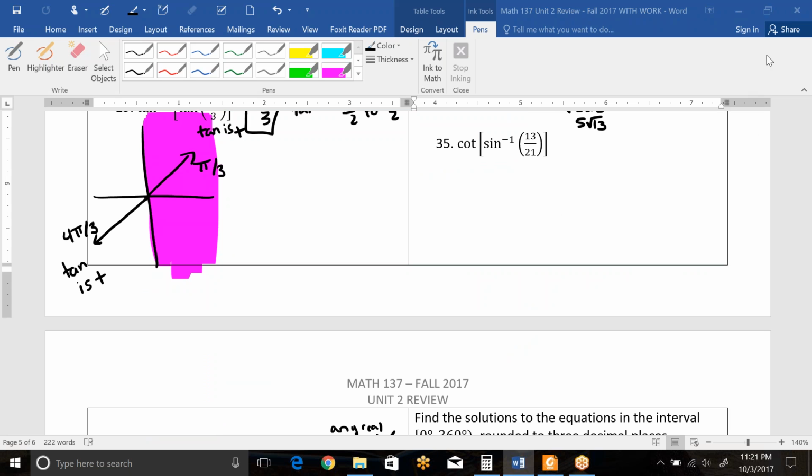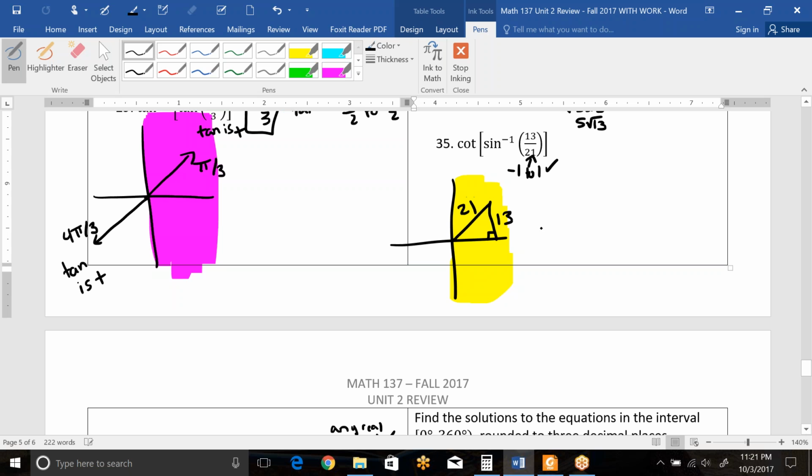All right, and then the last one of this type is we have cotangent of inverse sine of 13 over 21. Double check when you have an inverse that's a sine or a cosine that this is between negative 1 to 1, so we're good there. And then we're going to draw a triangle. And sine, remember, is defined in, again, quadrant 1 and quadrant 4 when you're talking about the inverse function. And since it's positive, it's going to be in quad 1 for sine, and that's 13 and 21.